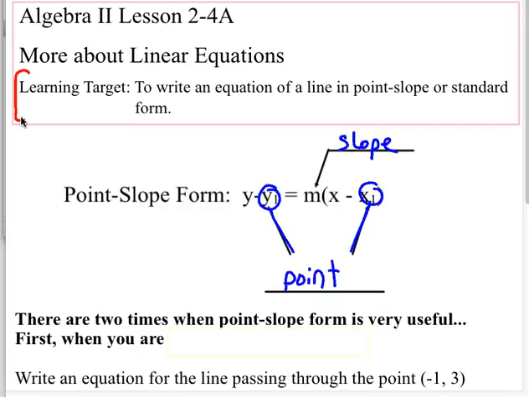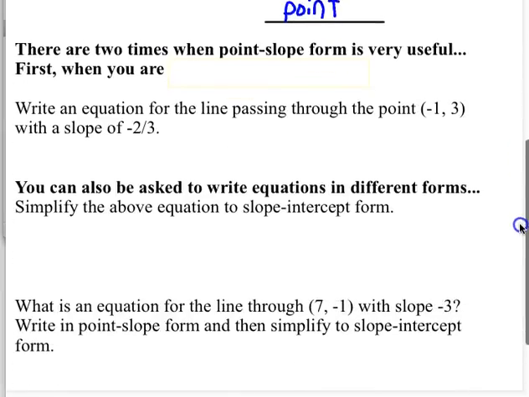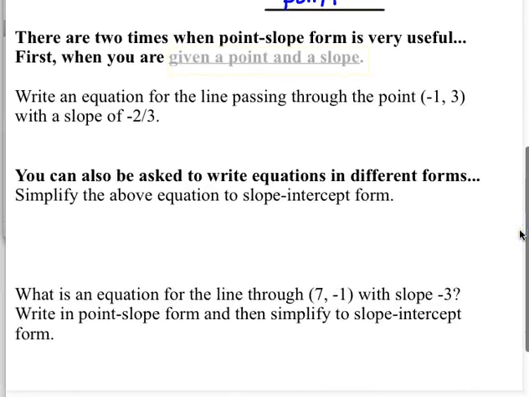Okay, now there's a few situations where this is actually very useful to have. All right, so point-slope form is useful to use when you're given a point and a slope. So kind of as its name implies. Okay, and the reason this is so helpful is because look at what I can do.